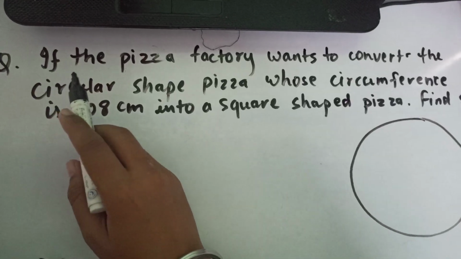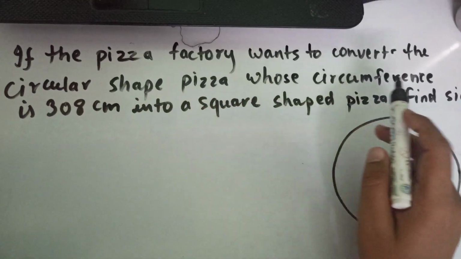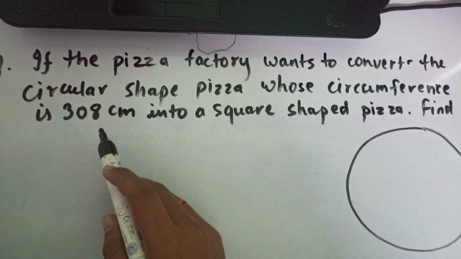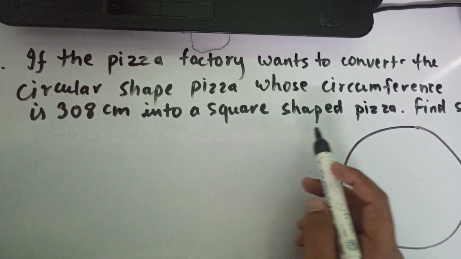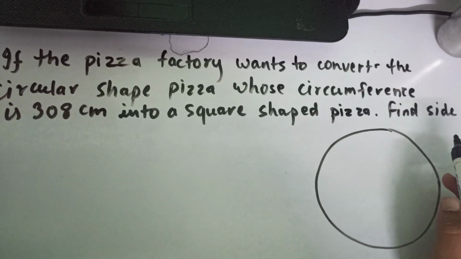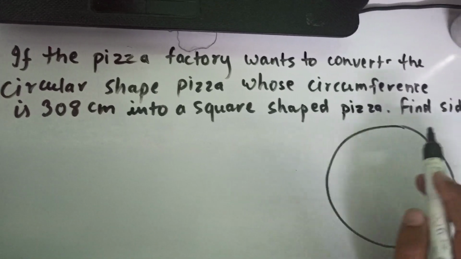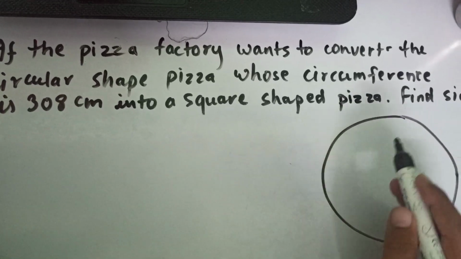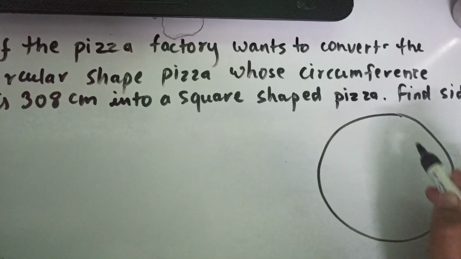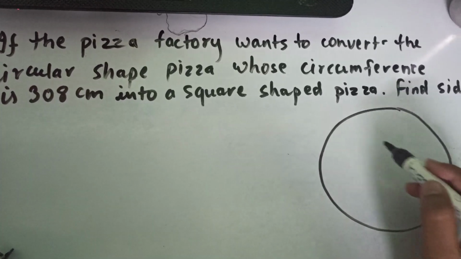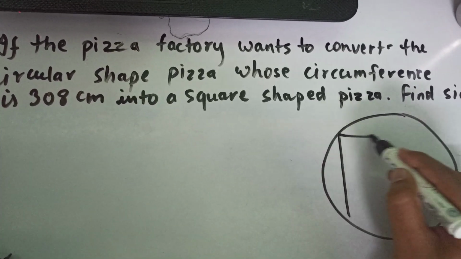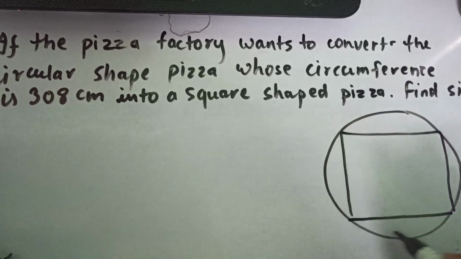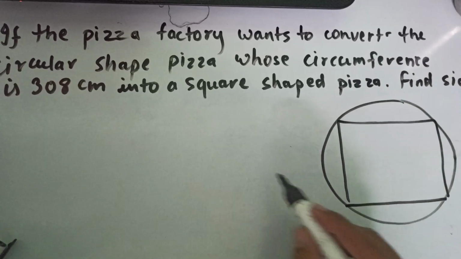So friends, today's question is, if a pizza factory wants to convert the circular shaped pizza whose circumference is 308 centimeter into square shaped pizza, then find the side of the square shaped pizza. So basically a pizza factory wants to convert its circular shaped pizza into square shaped pizza. And the circumference of the circular pizza is 308.